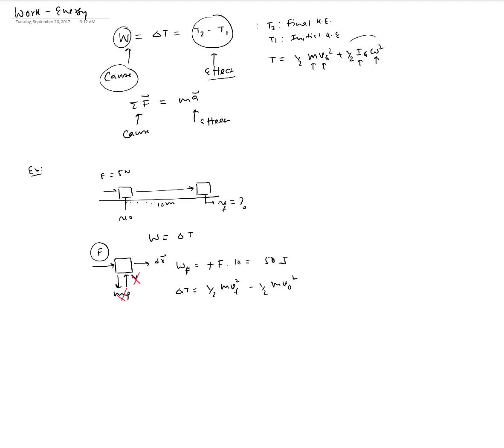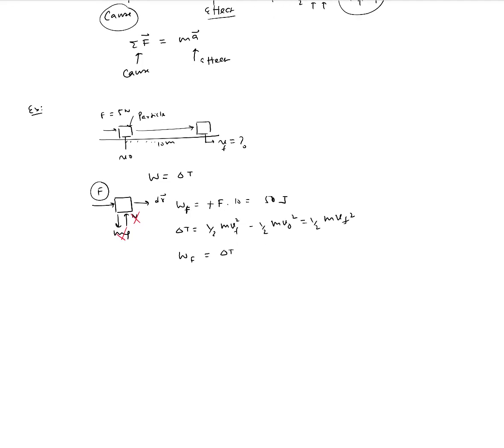Notice that we did not use any of this rotational kinetic energy term because here we have modeled this as a particle, and a particle by definition cannot have rotation. So this will be simply 1/2 m vf squared. Now we can equate W sub F equal to delta T from our work energy relationship. So that's 50 equal to 1/2 mass. Let's say mass is equal to 1 kilogram. So this would be 1 times Vf squared. So Vf squared is equal to 100, so Vf is equal to 10 meters per second. That would be the answer for this question.